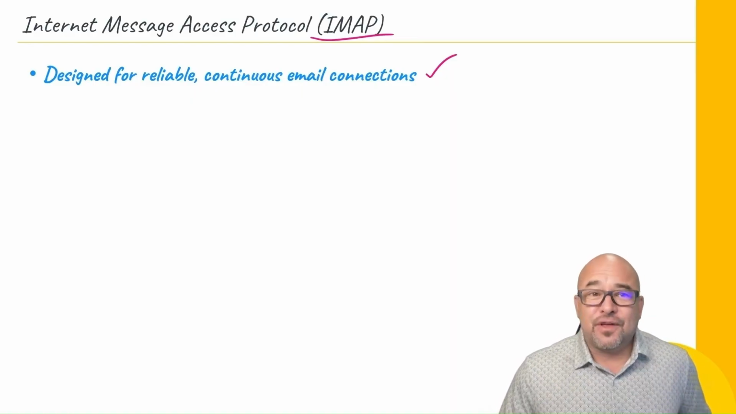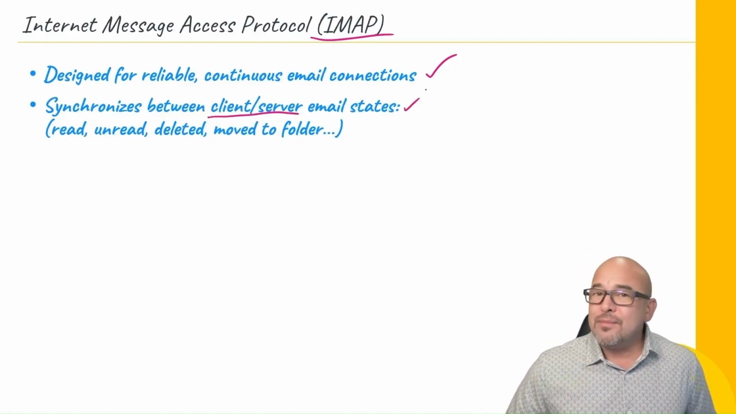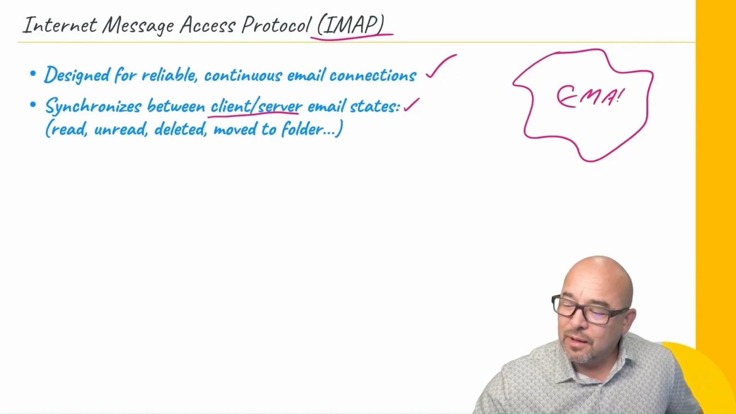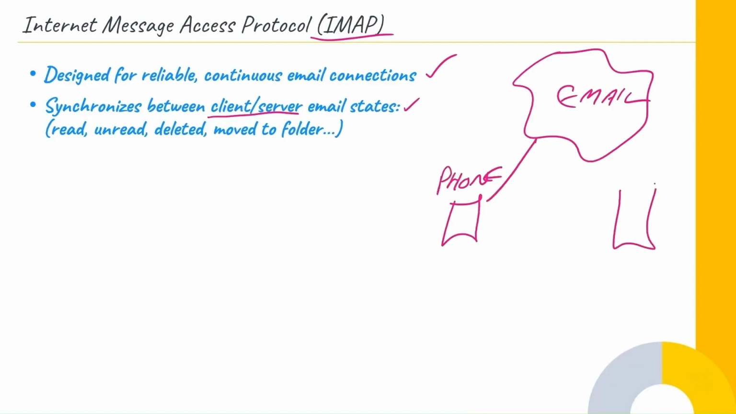And the advantage of this is that it's going to synchronize all the email states between the client and the server. So for example, go back again, if I've got email out here, and I've got my phone right here, and my desktop computer over here, and if I check email on my phone, and I've read 1, 2, 3 messages, those same 3 messages will appear on my desktop computer as also having been read. If I delete one of these messages on my phone, it also gets deleted on my desktop, and vice versa.